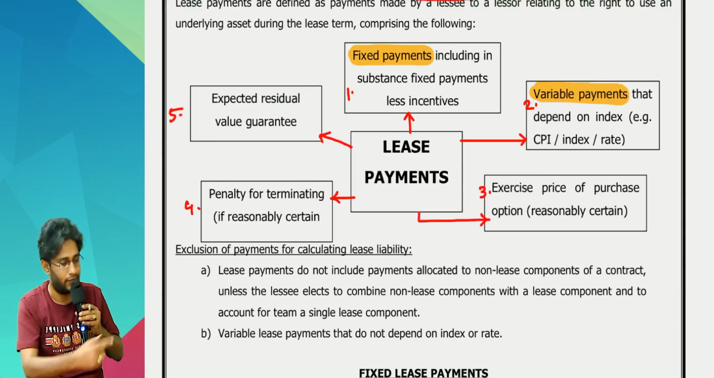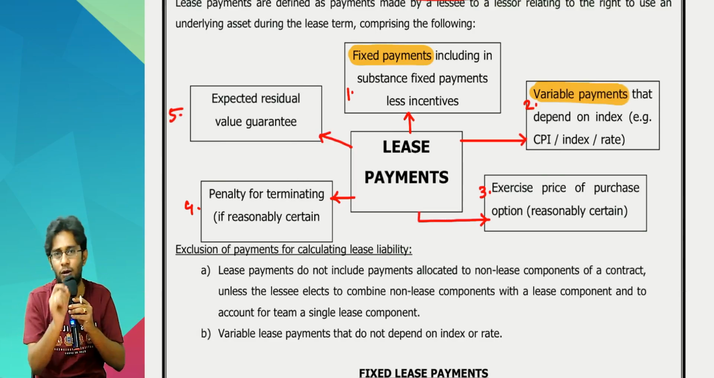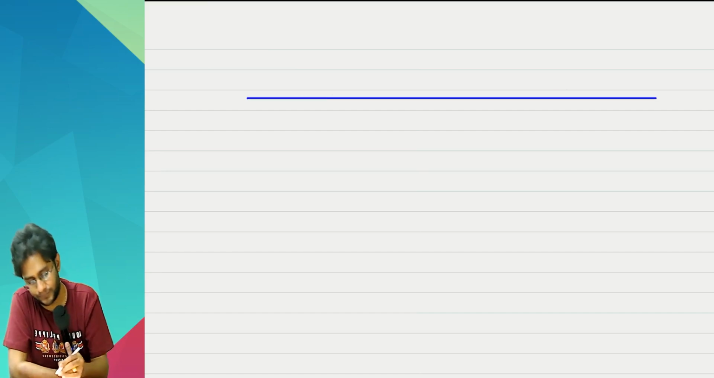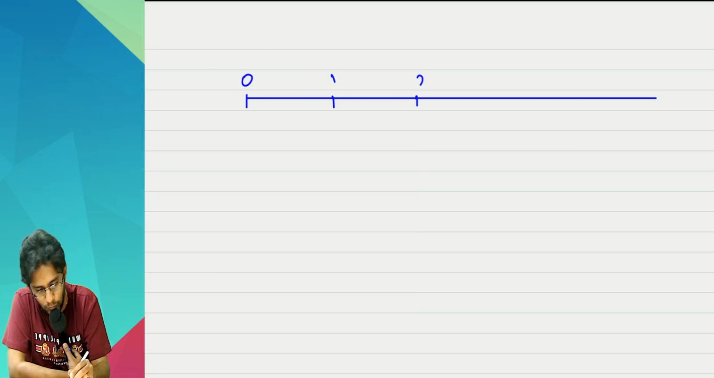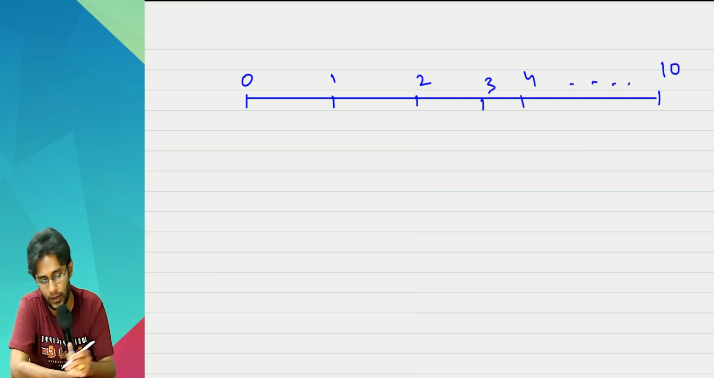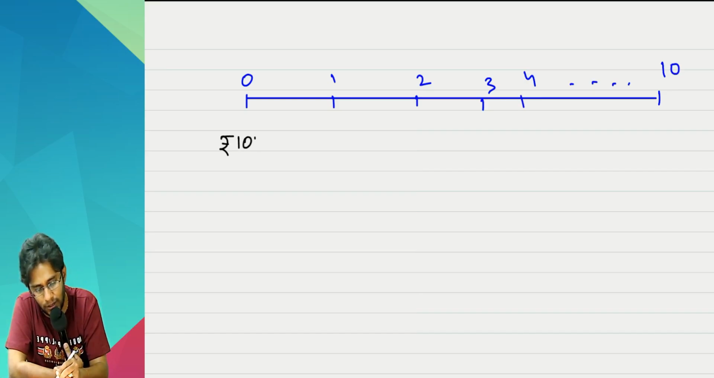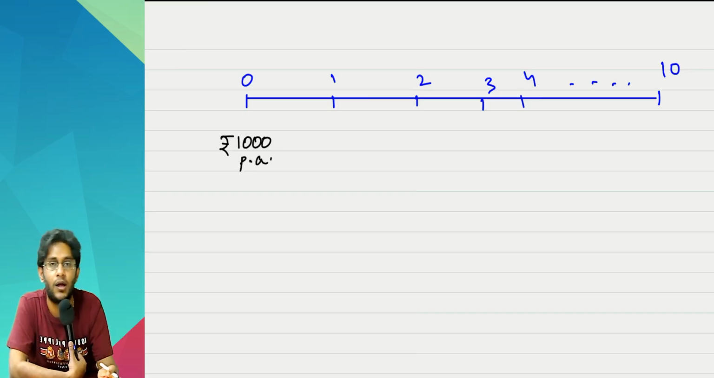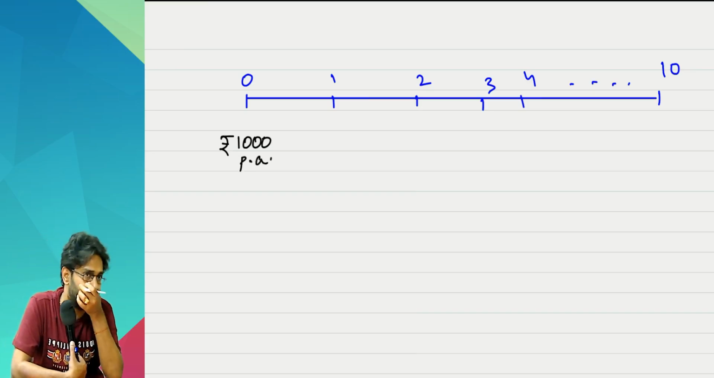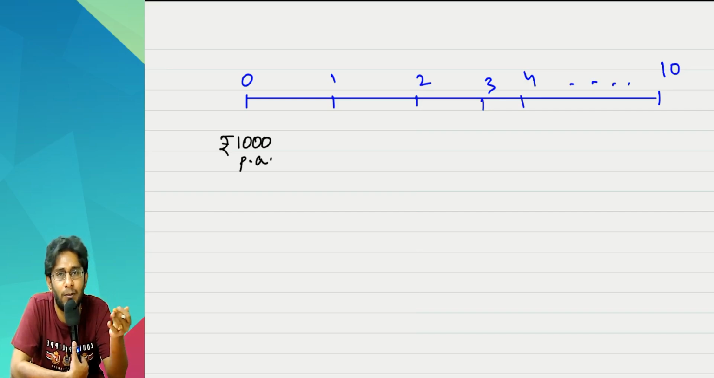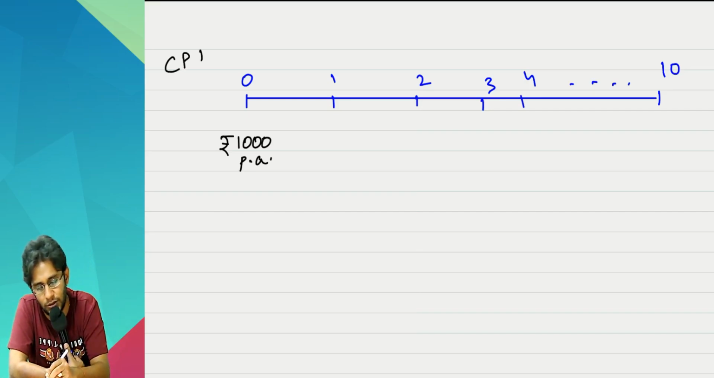Second aspect in this, variable payments. Sir, in variable payments only one small point is there, you should be careful with that. Suppose, sir, 0, 1, 2, 3, 4, like that, a 10 years lease contract we made. Lease rent is decided as 1000 rupees per annum. And it is said that every year the lease payment has to be increased based on the consumer price index at the end of each year.